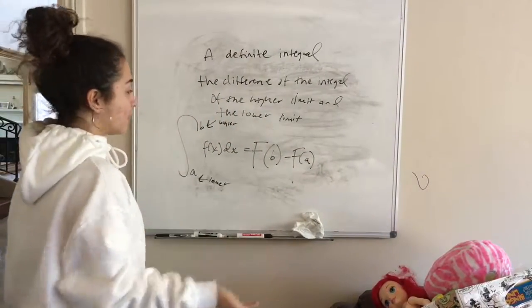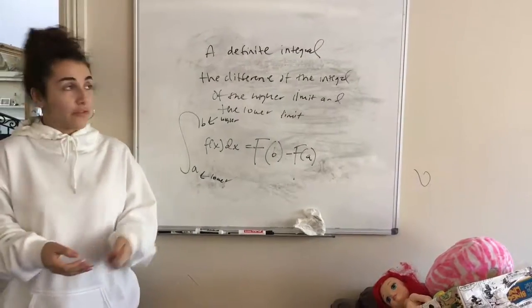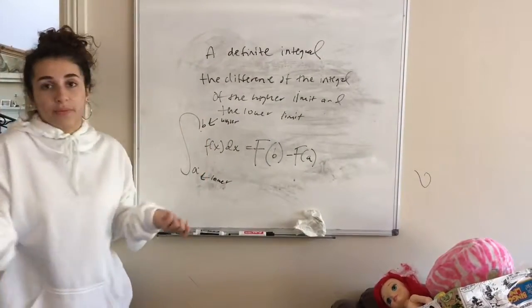Also, in simple terms, it's just the area under the curve from a to b, which is a boundary.